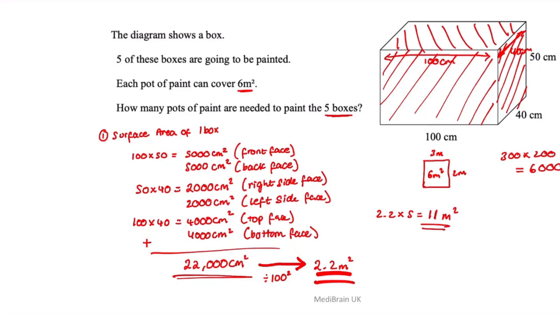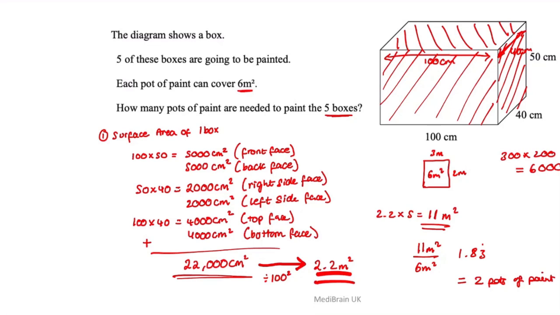So we know that each pot of paint covers 6 meters squared. How many pots of paint do we need to cover 5 boxes, to cover 11 meters squared? We're just going to do 11 meters squared divided by 6 meters squared, and that's going to get us 1.83 reoccurring. So we're going to need 2 pots of paint to cover the area.